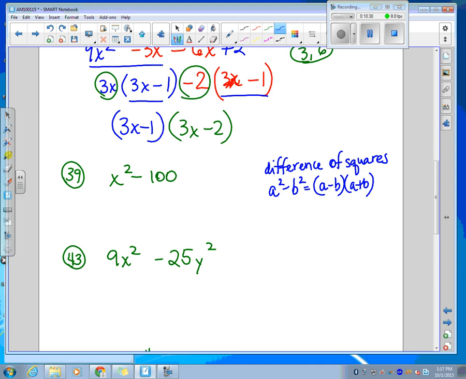Okay? So the thing about this one is, as you look at 39, you have to determine what a is and what b is. A is going to be x, and b is going to be the square root of 100. What's the square root of 100? 10. So we're going to factor this just by looking at it and knowing this pattern: x minus 10 and x plus 10. And that one's finished.